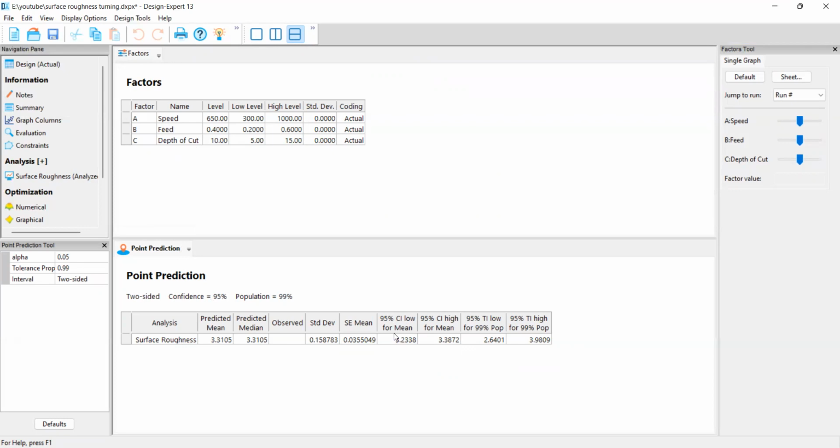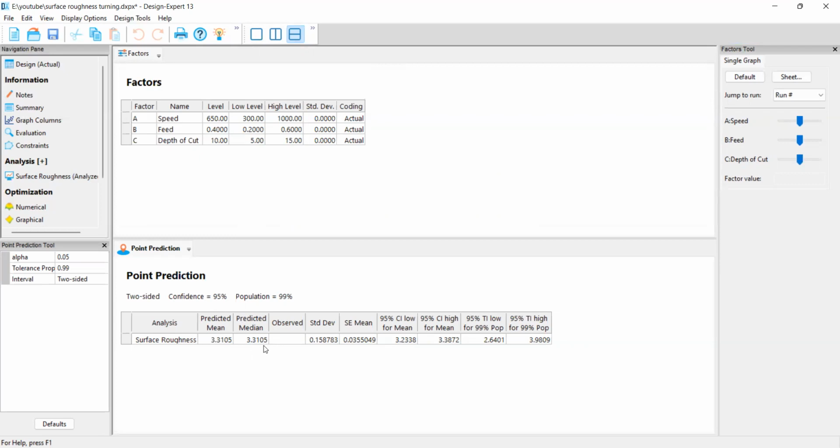For this, the values obtained here are the low and high values for the mean, that is the CI. The 95% CI low for mean is 3.2338, and the 95% CI high for mean is 3.3872. Their average shows the predicted mean, 3.3105. So this is the predicted value for the surface roughness at the center point.